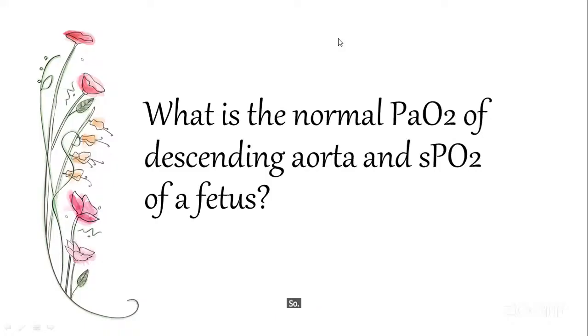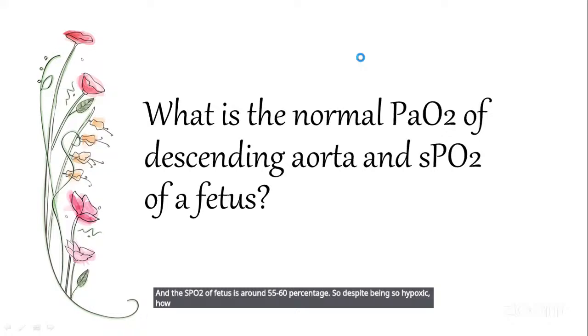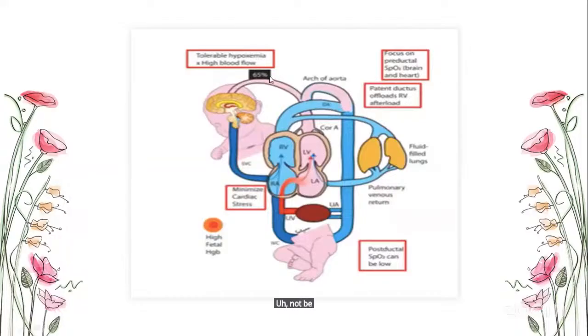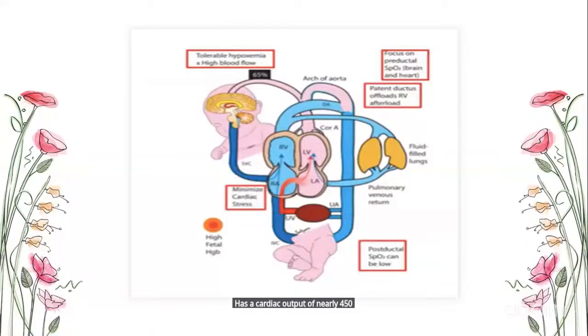So the normal PaO2 of the descending aorta of a fetus is around 25 to 30 mmHg, and the SpO2 of the fetus is around 55 to 60%. So despite being so hypoxic, how does the fetus manage to not be hypoxic? It uses certain characteristics. The first one is tolerable hypoxemia with very high blood flow. The cardiac output of an adult is 150 ml per kg per minute, whereas a fetus has a cardiac output of nearly 450 ml per kg per minute. So this helps in tolerating this hypoxemia.